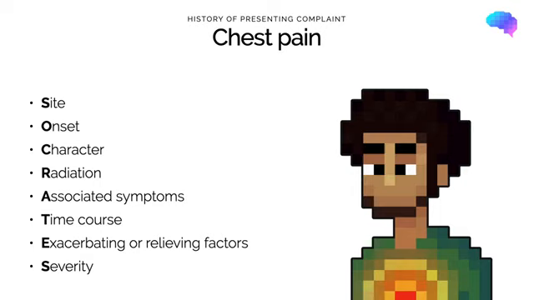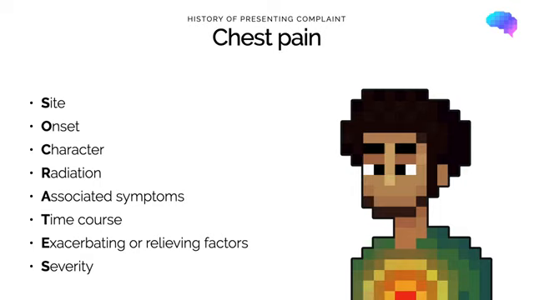To begin with, we need to clarify the site of the pain. We can do this by asking the patient questions such as, "Can you tell me where the pain is?" If the patient seems to be struggling to describe the location of the pain, it can sometimes be helpful to ask them to point to where it hurts. Cardiac chest pain is typically left-sided or central in location.